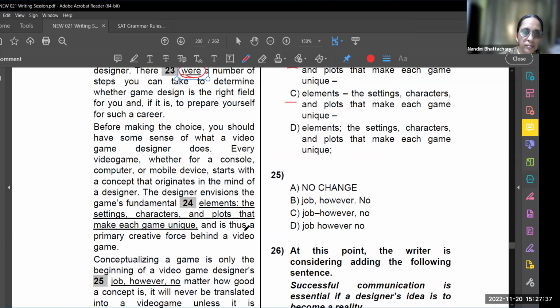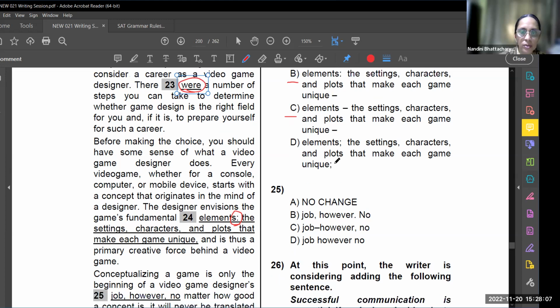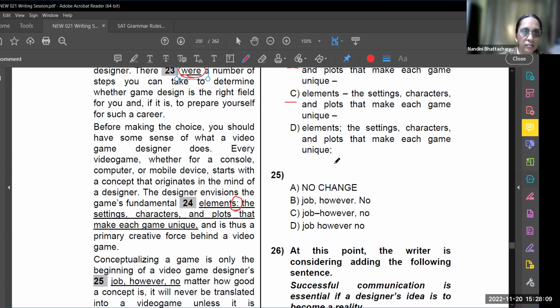Read the sentence. We have a colon over here, right? Now, if we have a colon, the part before the colon should be an independent clause. The part after the colon would be an explanation or a list, right? And the sentence should be ending with the explanation or list if we have just one colon. So now we have to see what the colon is doing over there.